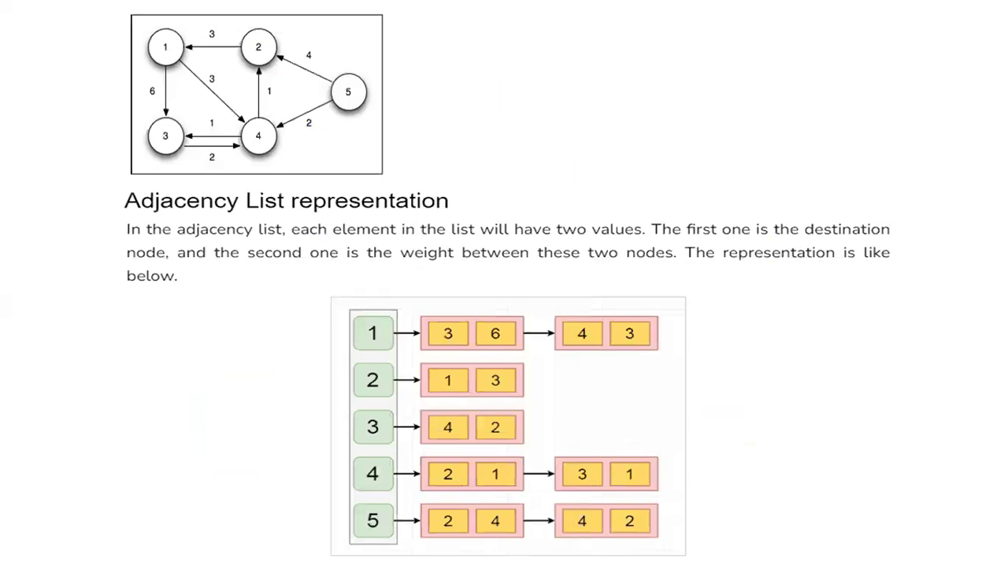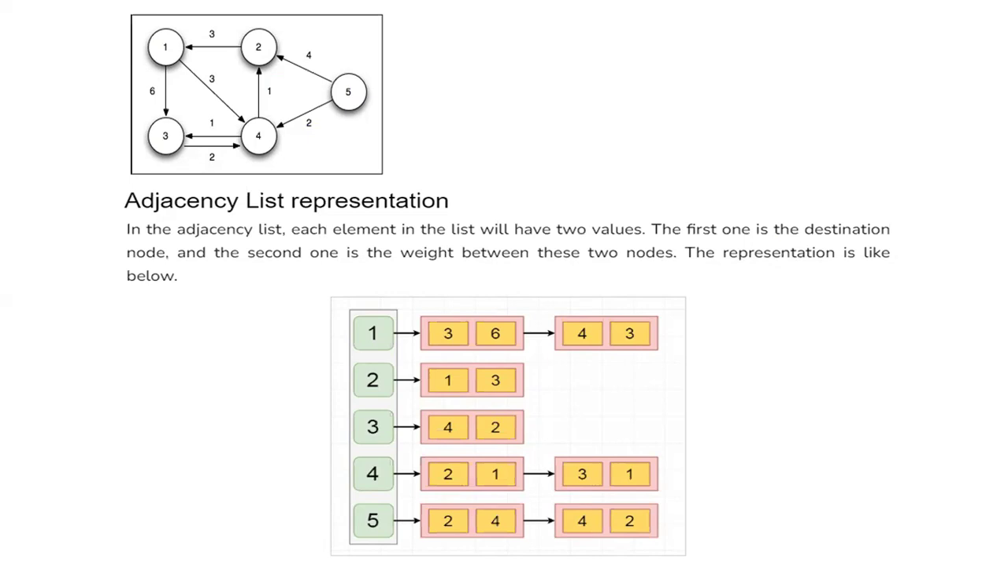So, weighted linked list, adjacency list representation. In the adjacency list, for each element in the list, we have two values. The first one is the destination node. The second is the weight between those two nodes. The representation is like below: 1, 2, 3, 4. How many nodes are there?